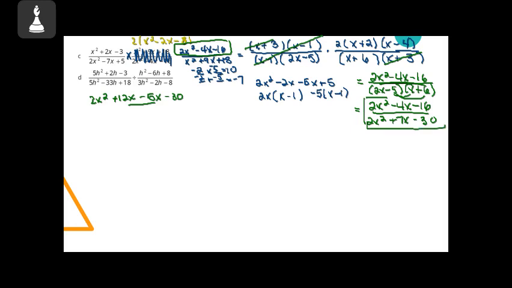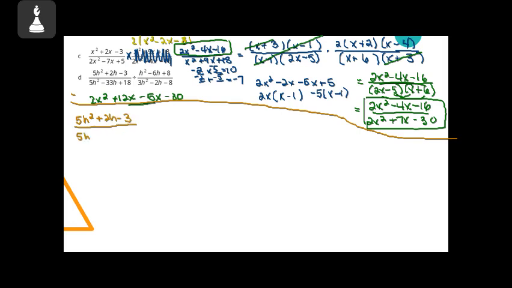So I will rewrite D in its multiplication form down here. 5h squared plus 2h minus 3 over 5h squared minus 33h plus 18 times 3h squared minus 2h minus 8 all over h squared minus 6h plus 8. We have 3 of the long ones that we have to do.